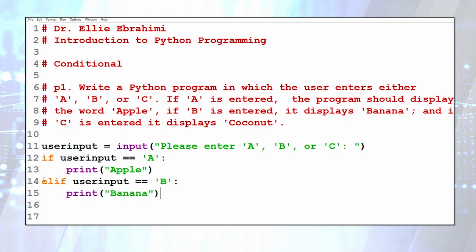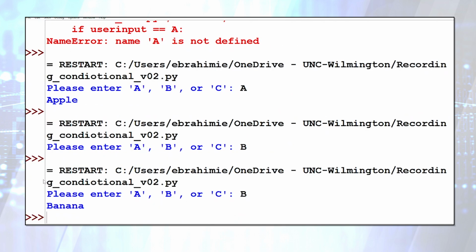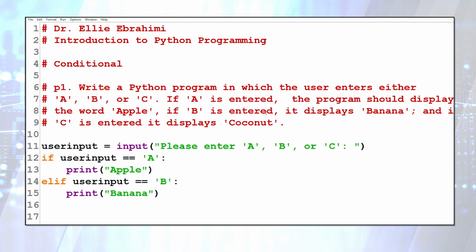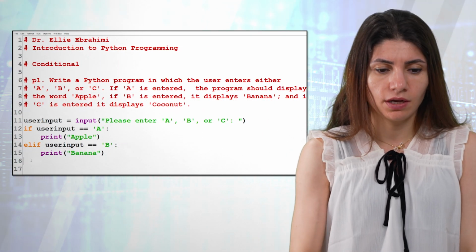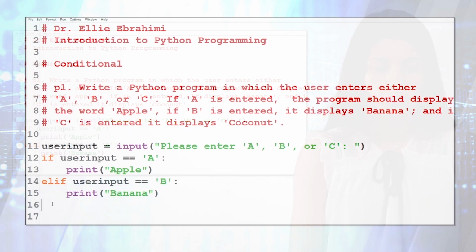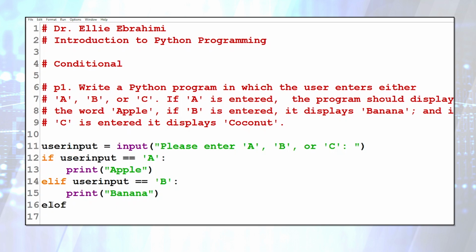Okay, so we have that, and we can test it, make sure it works, and if it works, we move on to the next one. You can test it more, still put the A and then put C, and see it skips all of the conditions. So for the C, very similar to the previous one. We are going to do elif, and user input. If that is equal to C, we are going to print coconut.